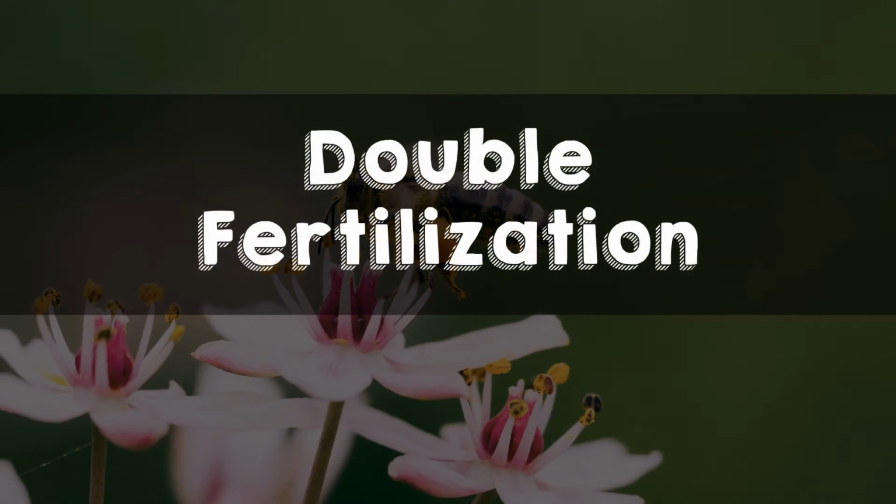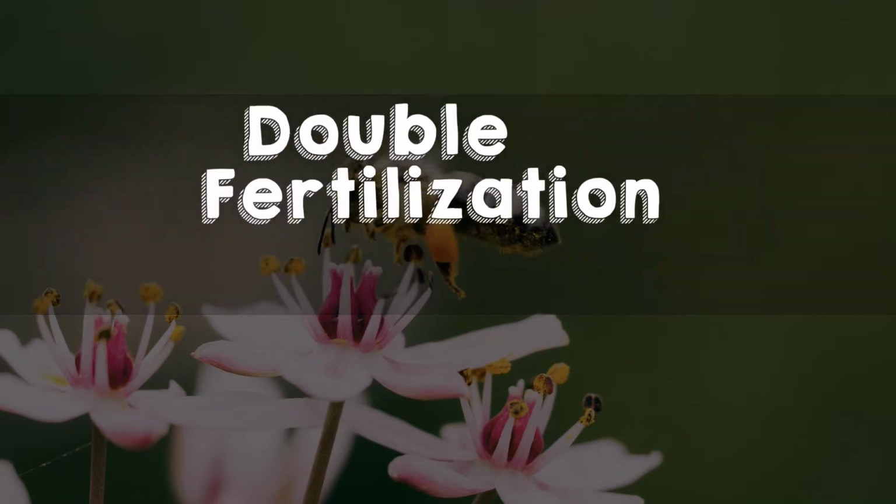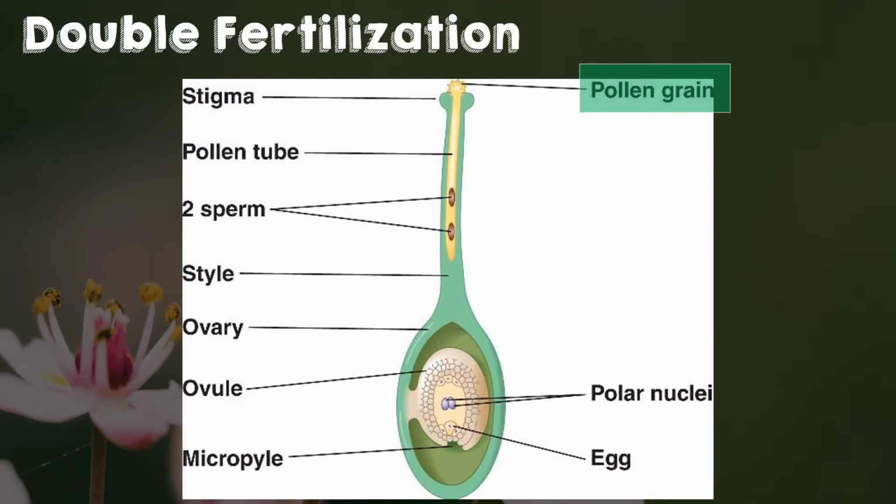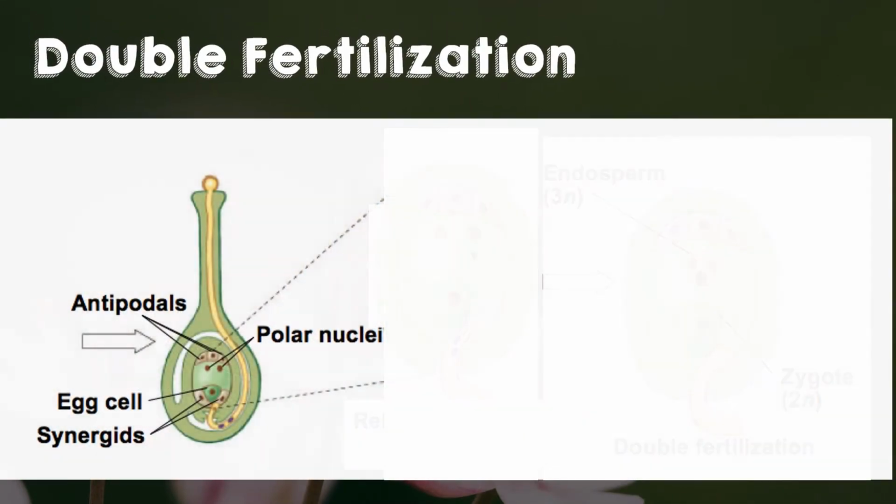Double fertilization. From the word alone, we know that two fertilizations occur. The pollen grain absorbs water from the stigma and grows an extension called the pollen tube. This is the pollen tube. The pollen tube elongates into the style until it reaches the ovary. It enters the ovule through the small opening of the ovule called the micropyle. In this stage, nakapenetrate na ang pollen tube into the ovule and into the embryo sac.